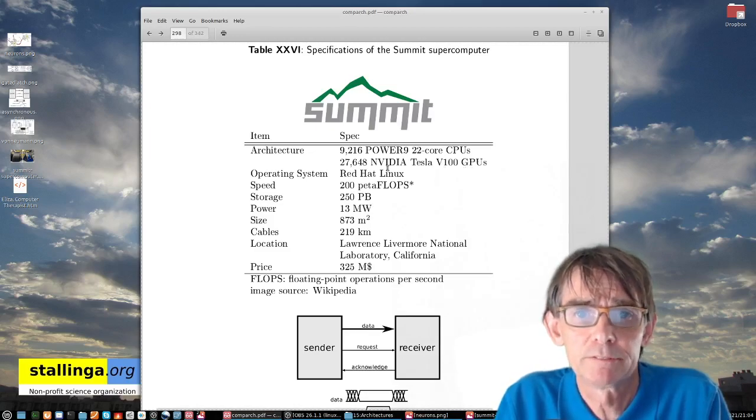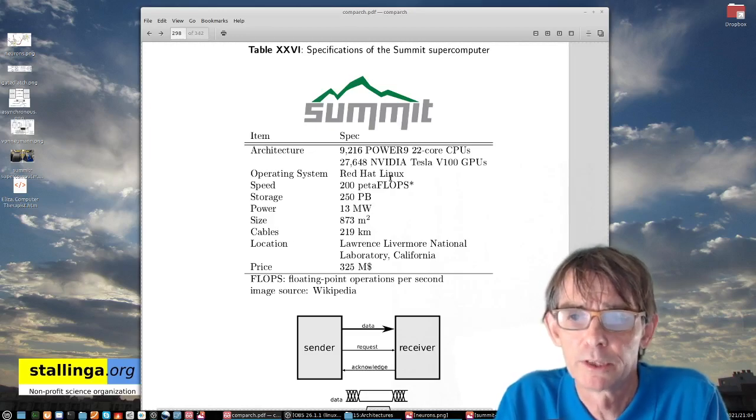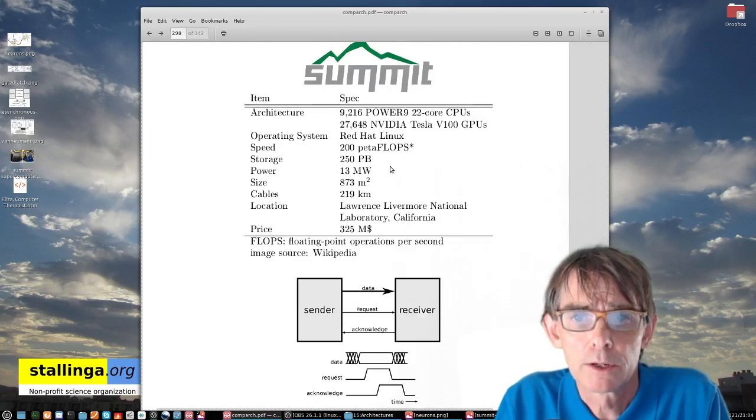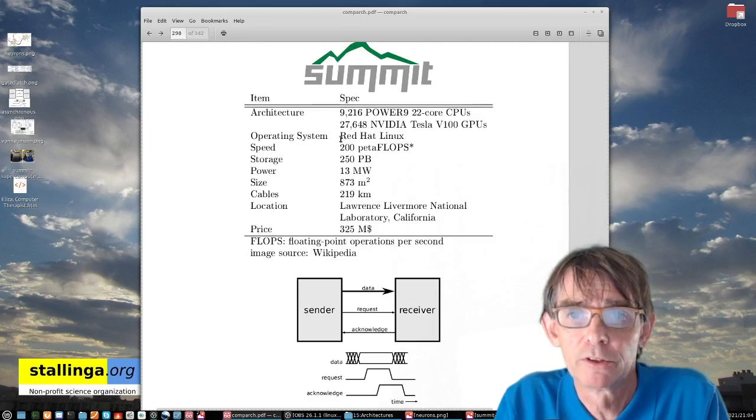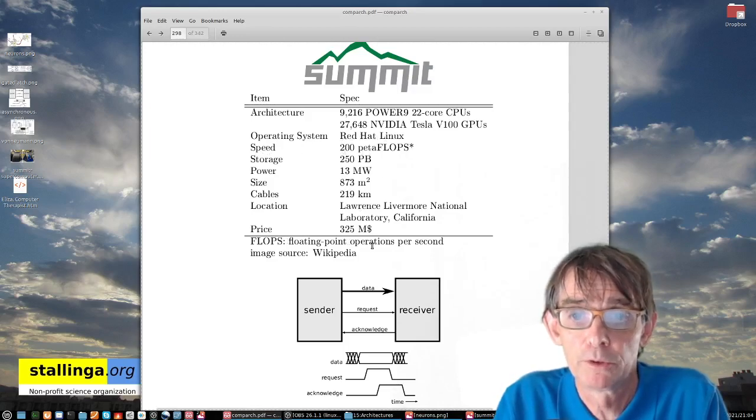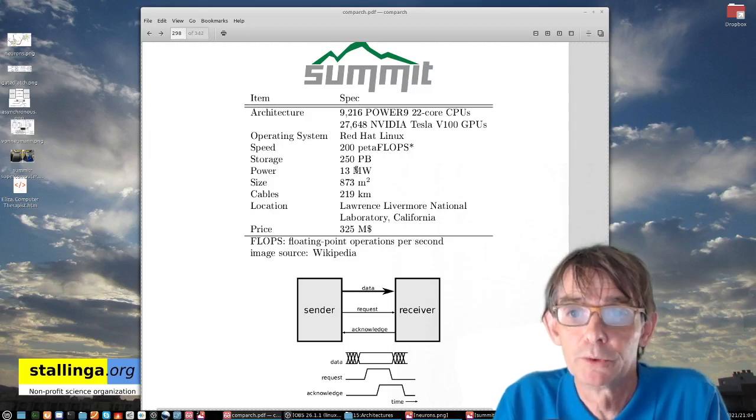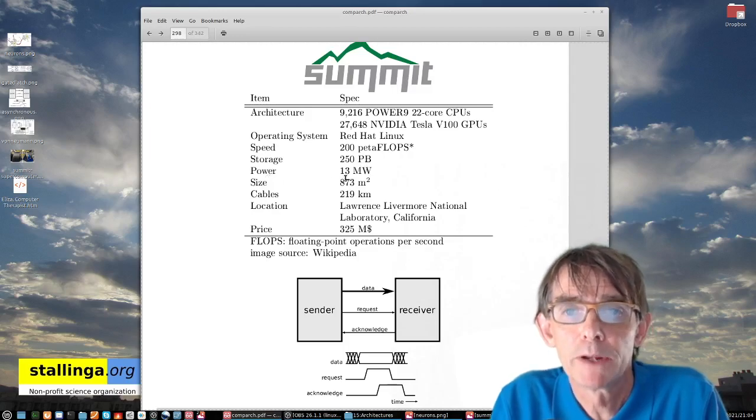Well, that's quite impressive. Of course, it's running Linux. Nobody would waste such a nice computer on Windows. But anyway, it's running the distribution Red Hat Linux. And it has a speed of 200 petaflops. A flops is a floating point operation per second. The storage is 250 petabytes. Well, that's interesting. And it uses 13 megawatts.